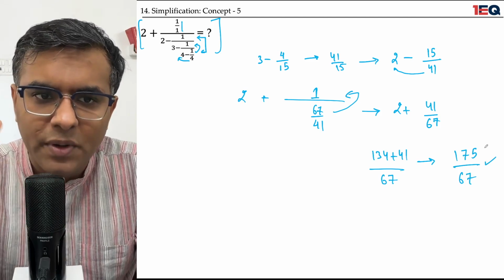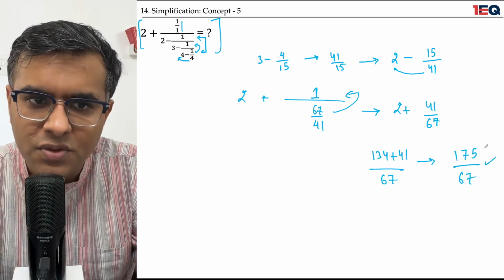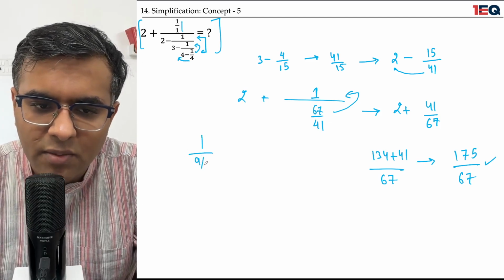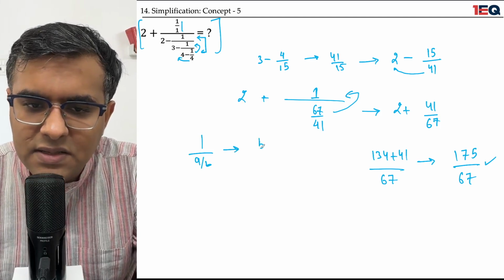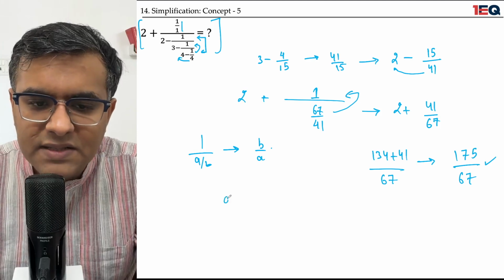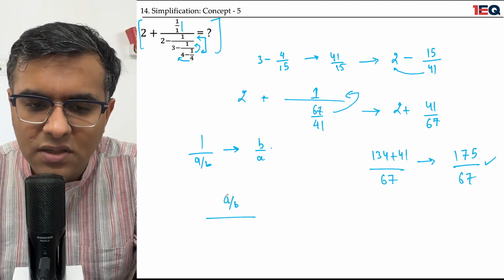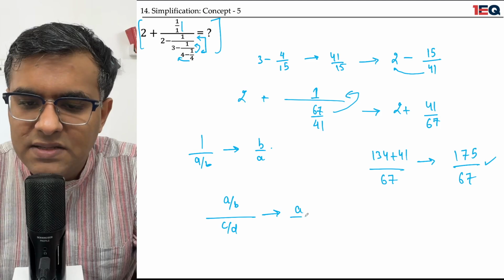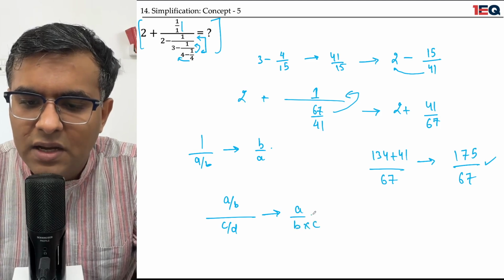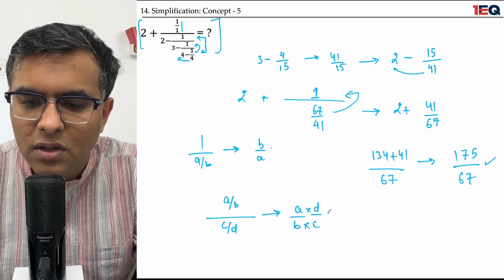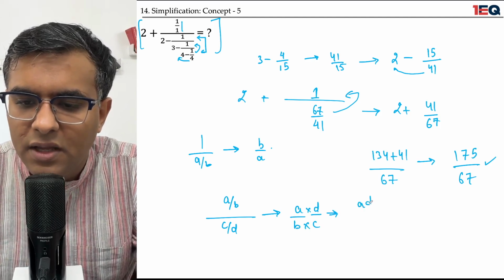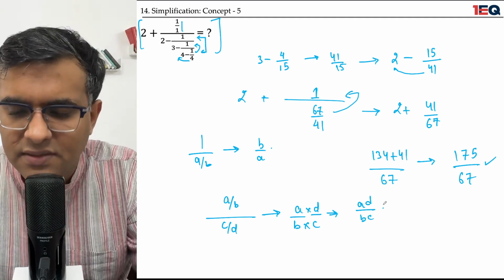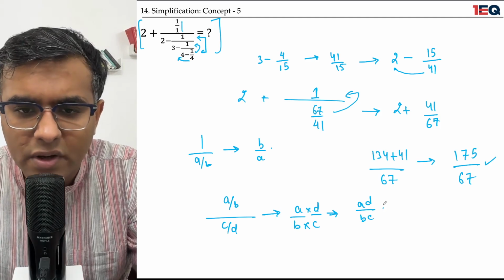I hope you understand how we take the bottom-up approach, and every time we have a fraction of the nature 1 upon a by b, we write it as b by a simply. Let's assume we have an equation in the form of a by b upon c by d. We will be writing this as a by b multiplied by d by c. This would convert itself into AD upon BC. This is the very standard form of equation that we've already talked about.